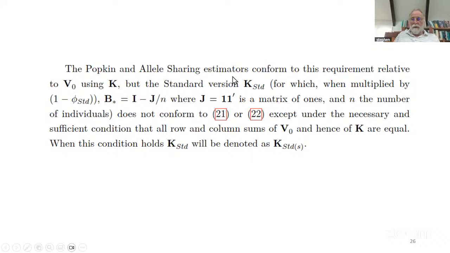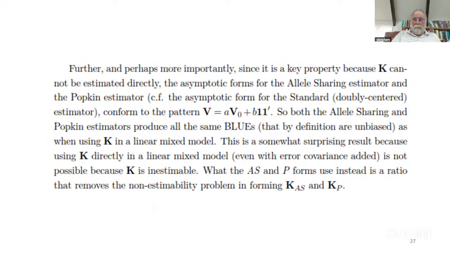We were able to show that Popkin and allele sharing conform with Rao's requirement, but the standard estimator doesn't. So the important thing here is that we can't actually estimate V0, but we can estimate V. So being able to keep this property and still get the BLUEs is a somewhat surprising result, because K is inestimable. We only know KAS and KP, but it turns out that if we use either of them, what we get is exactly what we want. We get the BLUEs as if we knew K.